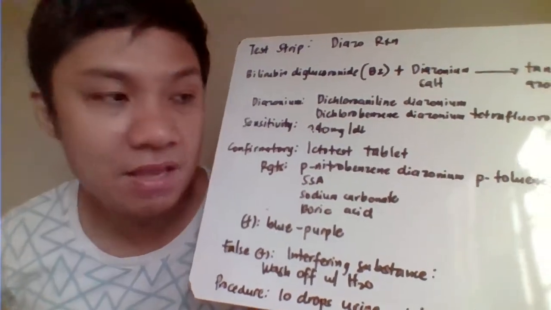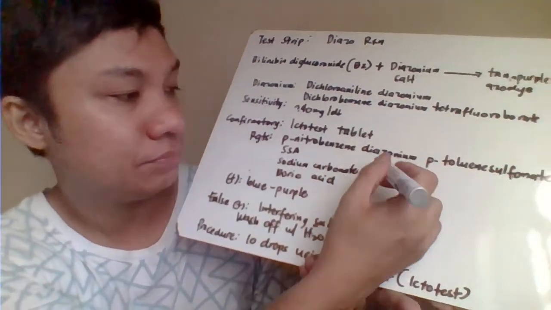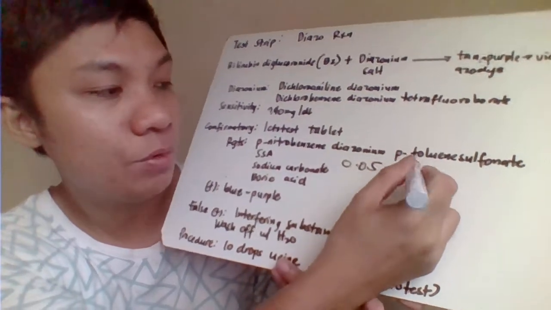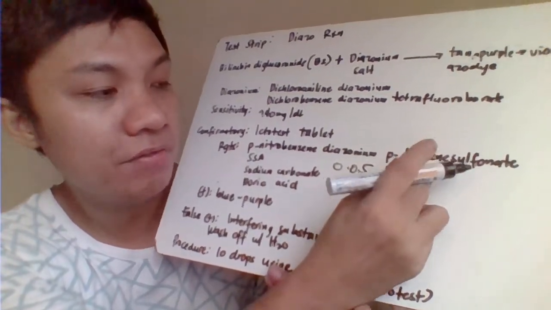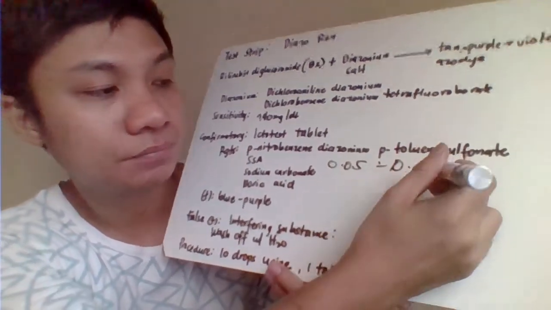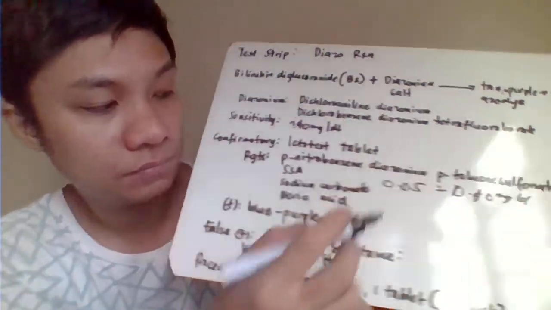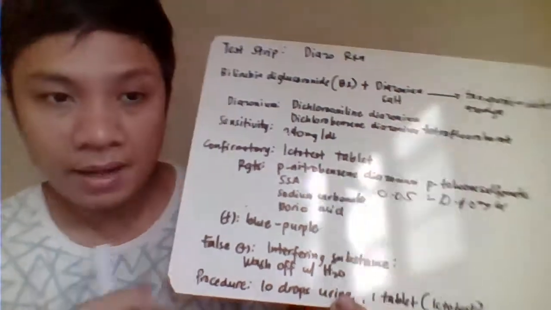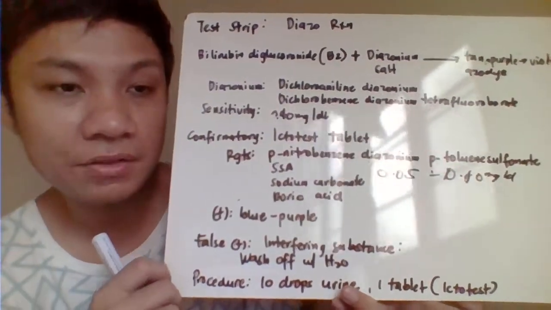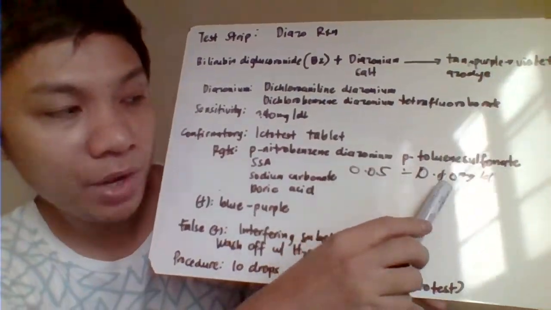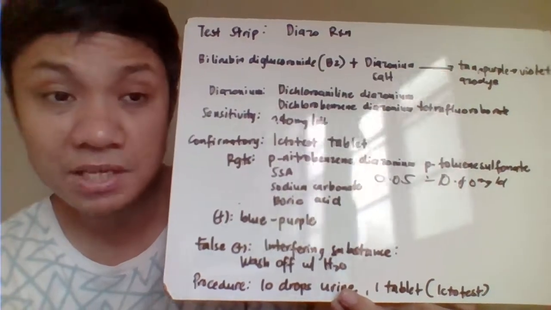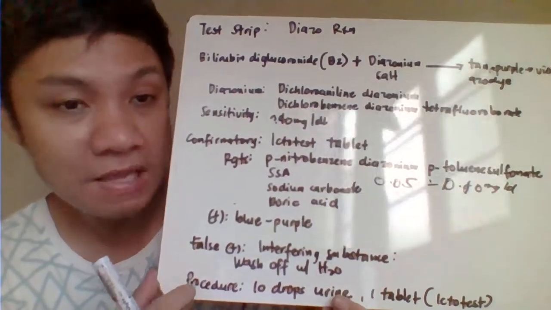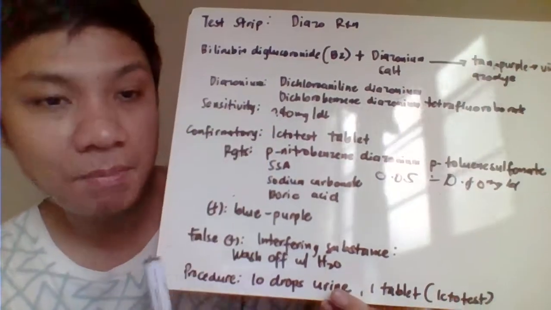The sensitivity of your Ictotest tablet is 0.05 to 0.1. Again, the sensitivity of your Ictotest tablet here, 0.05 to 0.1 mg per dl. So meaning to say it is much more sensitive compared to your reagent test strips.